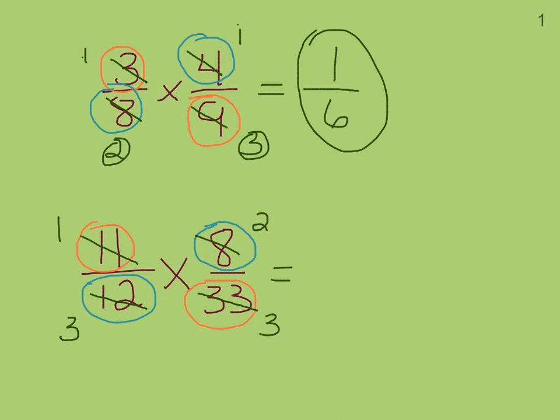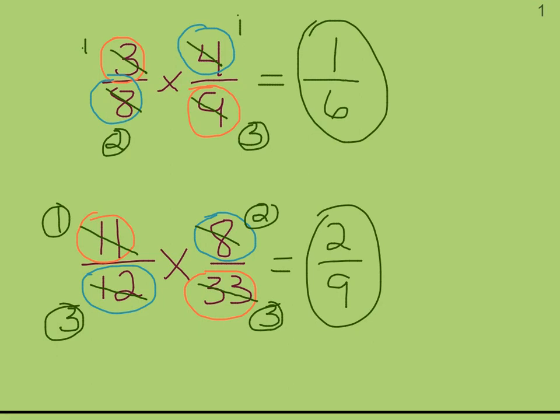And then when you're done, you're going to multiply straight across. So we'd go 1 times 2 is 2, and then 3 times 3 is 9. And then we have a fraction that is completely reduced.